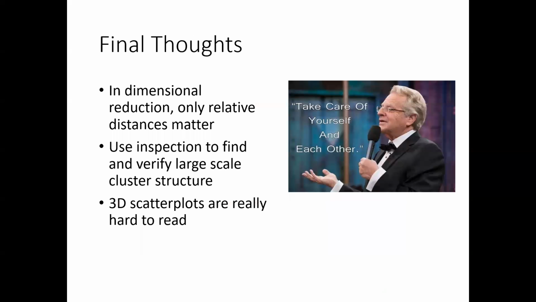And some final thoughts, and these are from Munzner, and she puts them at the end of the text. In dimensional reduction, only relative distances matter. Use inspection to find and verify large-scale cluster structure. And 3D scatter plots are really hard to read, of course. 3D causes more problems than it takes care of a lot of times in visualization.